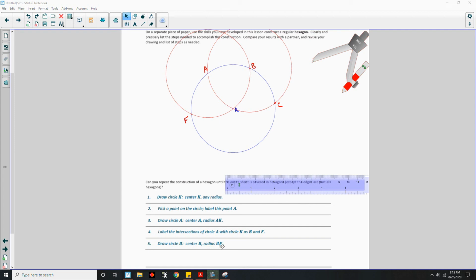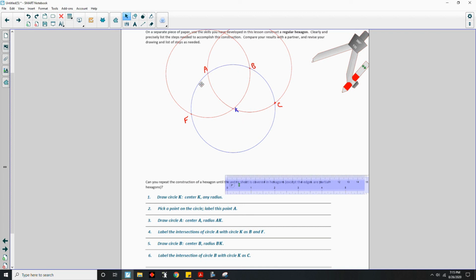Okay, so I drew circle B, center B, radius BK. All right. I also labeled the intersection of circle B with circle K as point C. I don't need to label point A again. It's already there. Circle B went through point A as well as C.